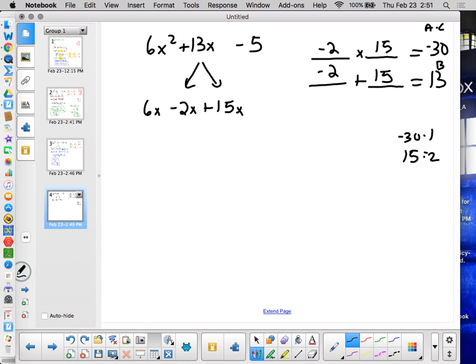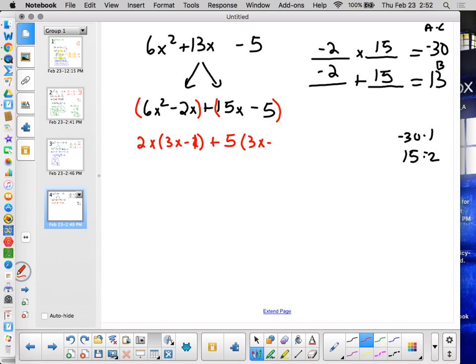6x squared comes straight down. The negative 5 comes down. Now, why was it easier to put the negative first if I have a negative and a positive? Because then I'm grouping after a plus sign, and I don't have to worry about changing signs. Greatest common factor here is 2x, leaving me a 3x minus 2. Greatest common factor here is a 5, leaving me a 3x minus 2. I'm sorry, 3x minus 1.